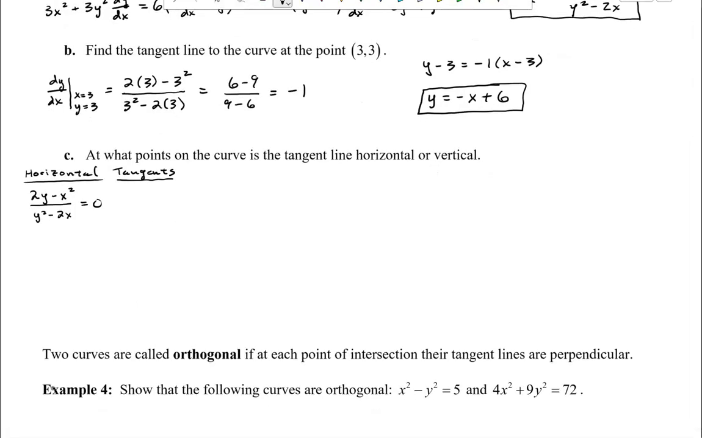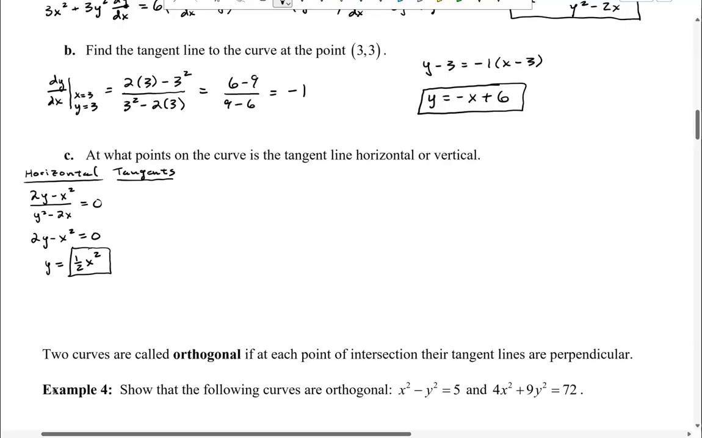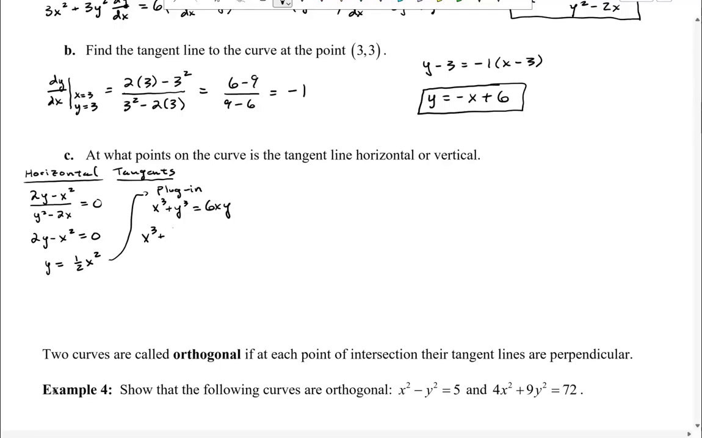Let's simplify this expression to isolate y. Multiply both sides by y squared minus 2x. So we have y equals 1/2 x squared. So each horizontal tangent line will occur at xy pairs on the curve where y is equal to 1/2 x squared. But since these points have to be on the curve, the points where we have these horizontal tangent lines, that means we can substitute this quantity here into the y values for the original equation. Again, all we've done here is we've taken 1/2 x squared, plugged it in here, and plugged it in here.